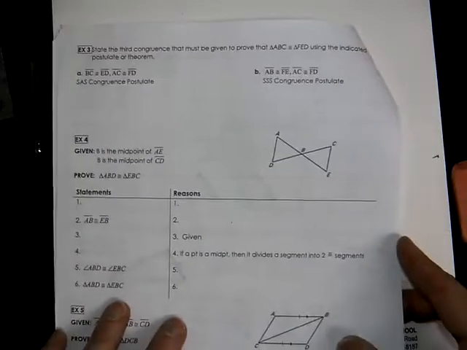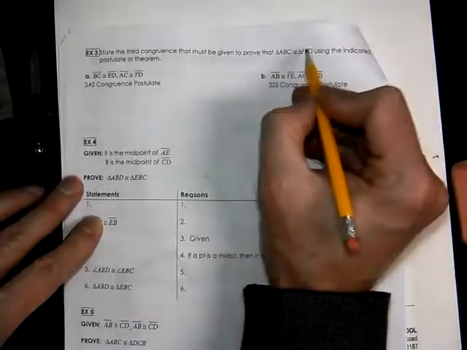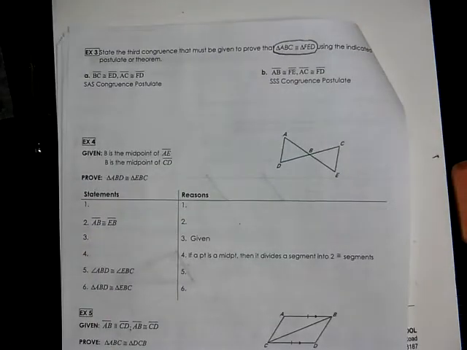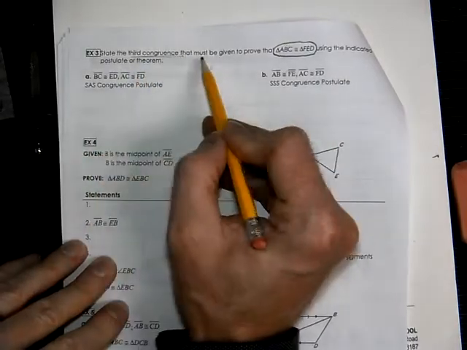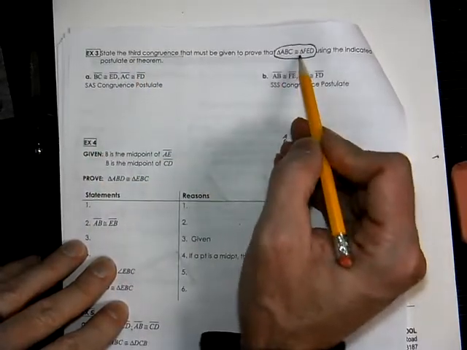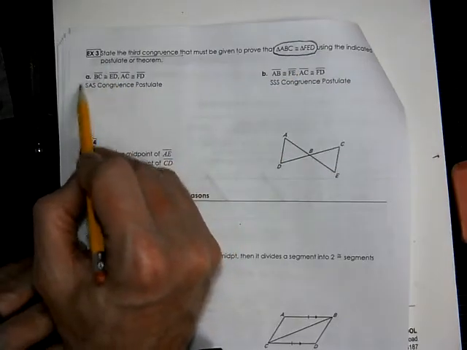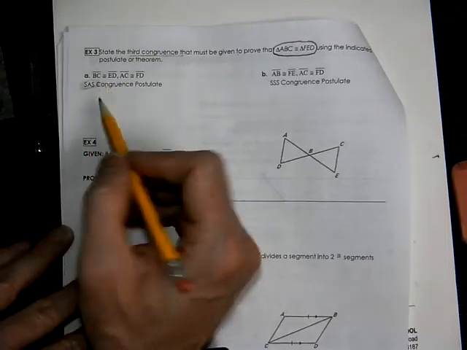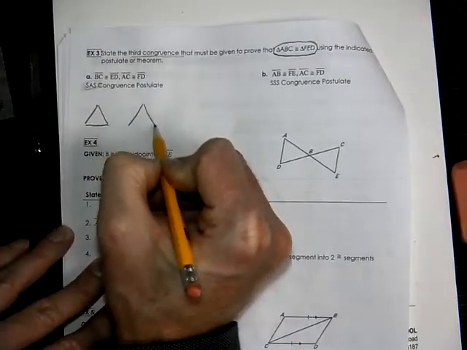On our flip side, what we're looking at. We are looking at two triangles that are supposed to be congruent. Now read these directions carefully. State the third congruence that must be given to prove the triangles congruent by using the given theorem or postulate. So what we're going to do is show two different triangles.